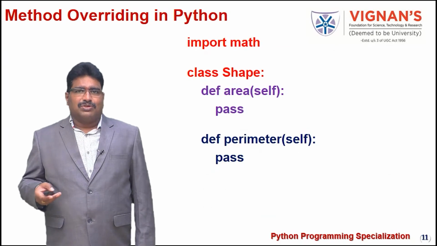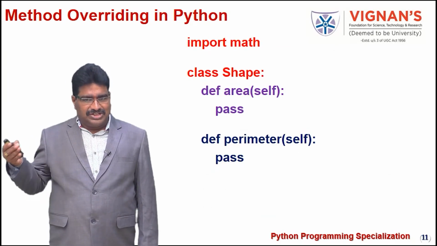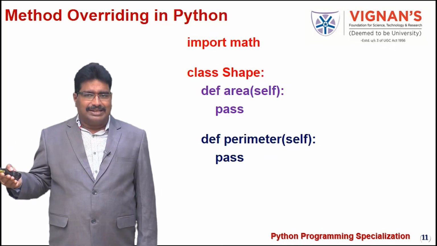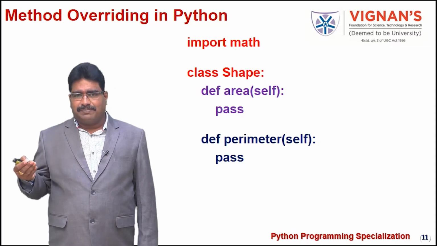Now we try to discuss one more example for method overriding. Here we want to create a shape. For every shape, whether it is a circle, a rectangle, or a square, we are able to calculate the area as well as the perimeter.